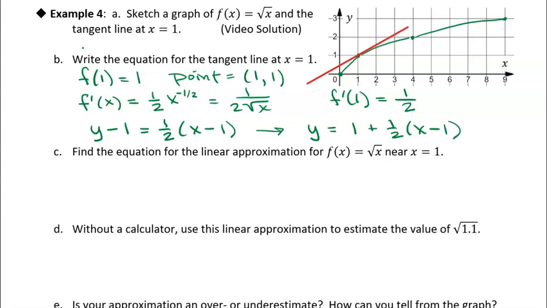All right. So the next part is asking us to find the equation for the linear approximation for f of x equals the square root of x near x equals 1. So in this case, it's asking for a linear approximation. I am just going to use that formula that I have, right? So f of x is approximately equal to f at a, but our a is 1, right? And so f at 1 is 1 plus the derivative at a, right? So I know from my previous problem that the derivative at 1 is 1/2. And then I have x minus a, which is 1.